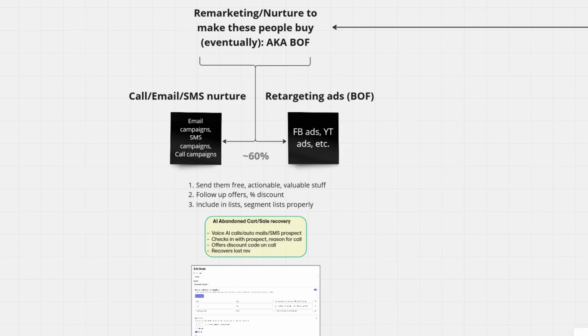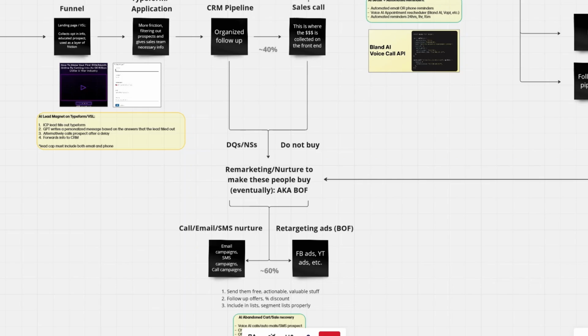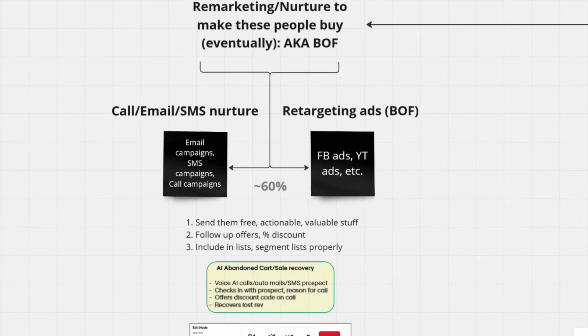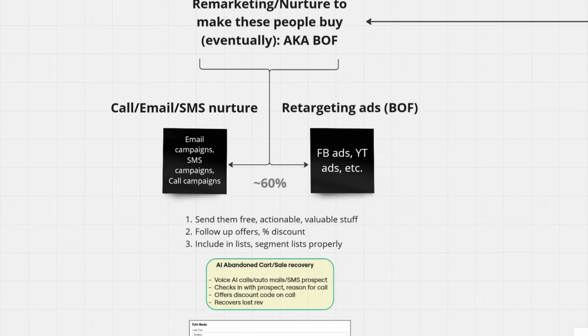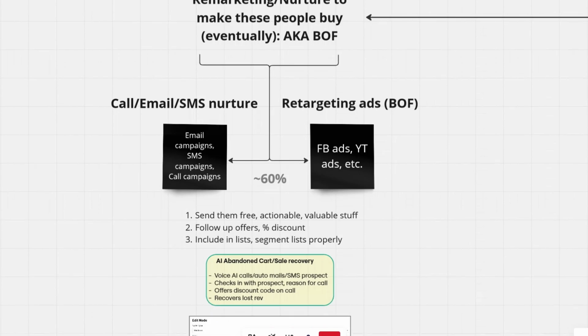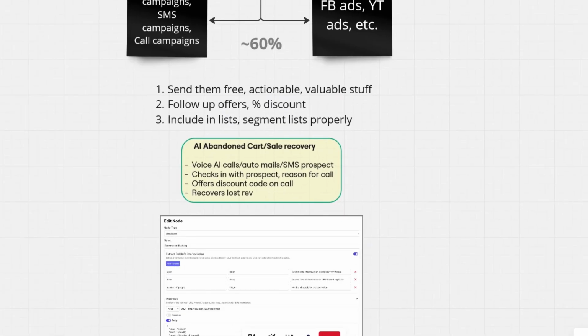Now, one way to sort of recover lost revenue is to send them free, actionable, or valuable stuff. This could be free guides, anything from follow-up offers or a percentage of discount on your course or your product or service or whatever. And then obviously also including them in your campaigns and email lists. If this is not automated one way or the other, you're losing out on a lot of revenue here. Yeah, as I said, typically in the industry standard, we see 40% of sales that go through the first time, and then 60% of your revenue is going to come from that recovered revenue that you sort of bring back from all these retargeting efforts that you might have.